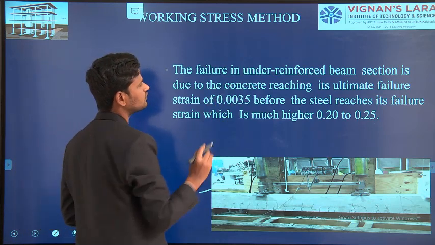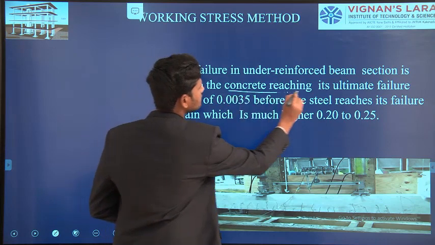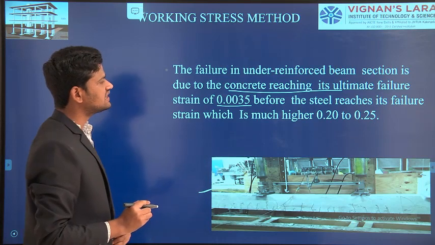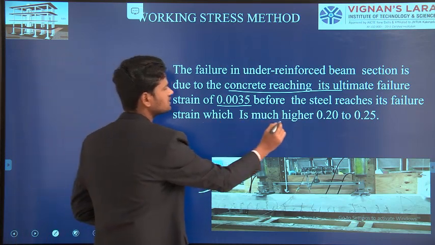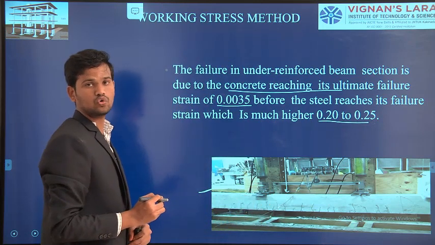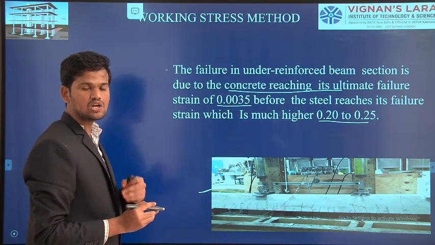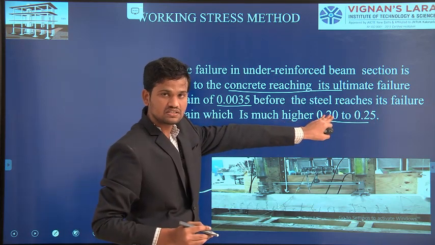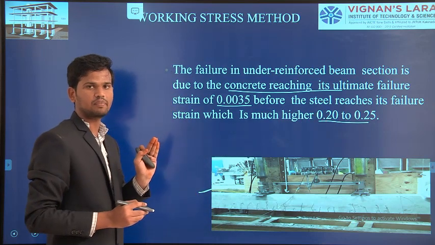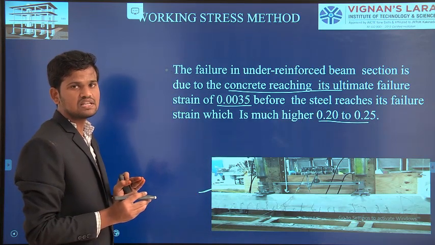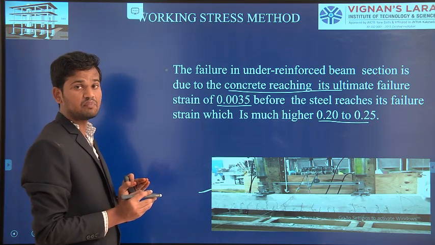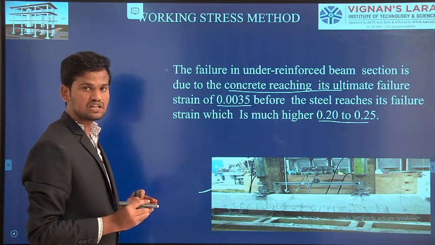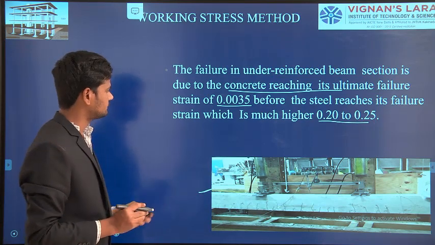The failure in an under reinforced beam section occurs due to the concrete reaching its ultimate failure strain of 0.0035 before the steel reaches its failure strain, which is much higher than 0.00025. That means steel will also fail, and concrete will also fail. First failure will come in steel, hence steel having the ductility property. Due to this ductility property, the structure may not collapse immediately. Hence we are introducing the design of steel for different types of structural members.